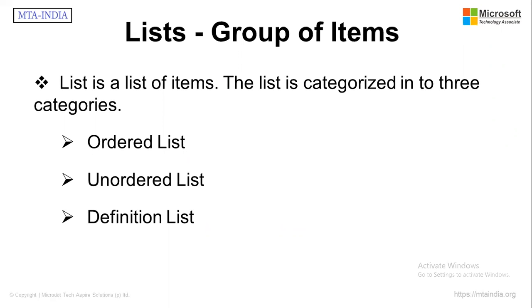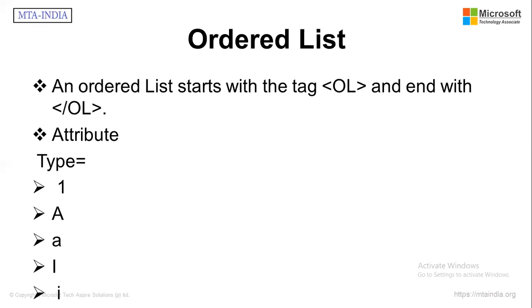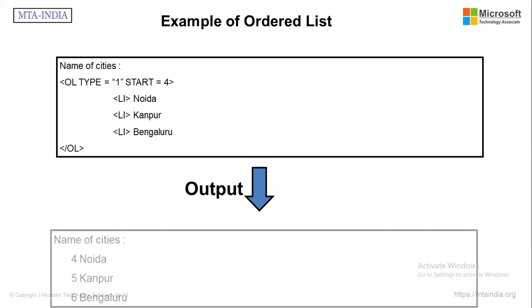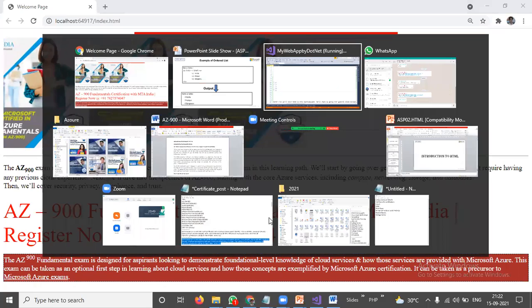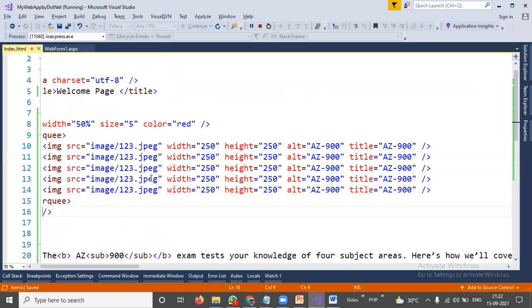So ordered list means ordering format. You can print like this: 1, A, Roman I. So it will display like this. Understand, sir? With the OL start attribute, it will display 4, 5, Noida, Kanpur and Bangalore. So we can also use the list here.